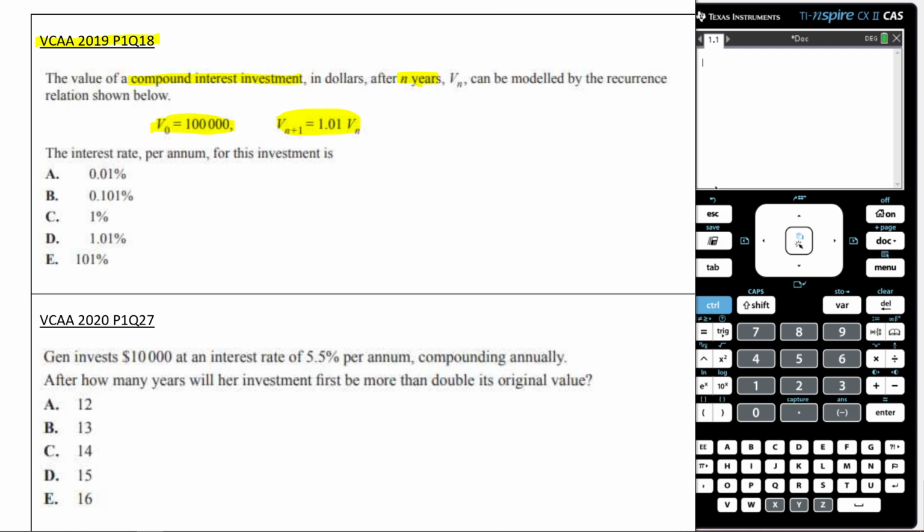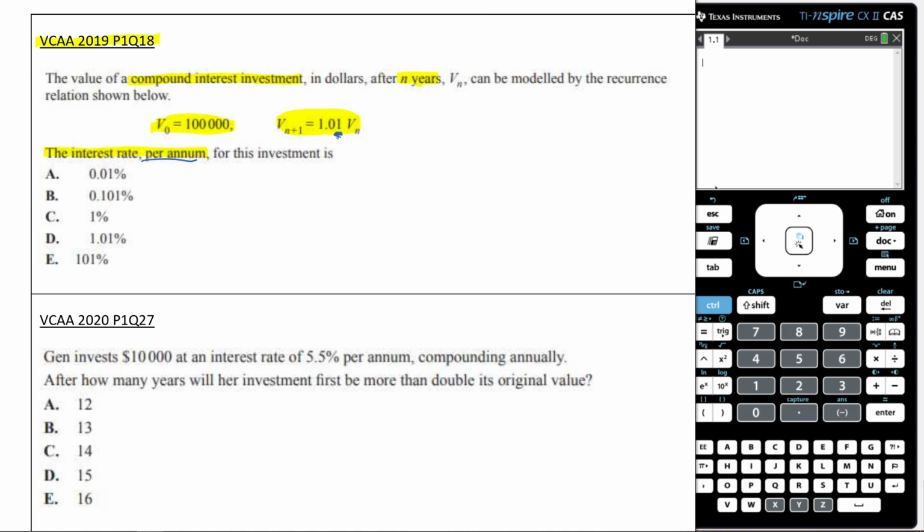gaining 1% interest. And I know that simply because of this one there. That one there is telling me it's 1% that we're gaining each year. Now, it says that the interest rate per annum for this investment is what? Now, this is where you have to be careful. It says per annum, which means for every year.